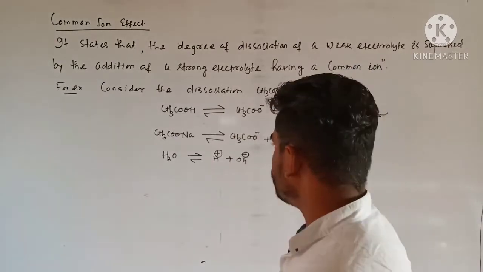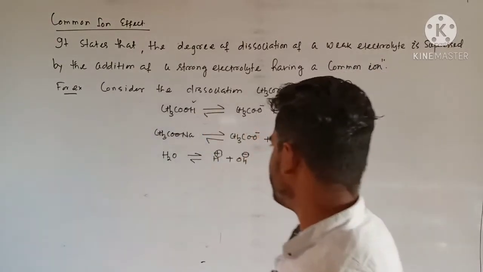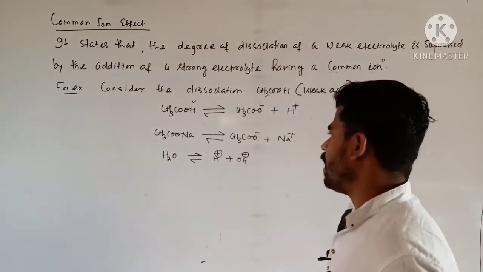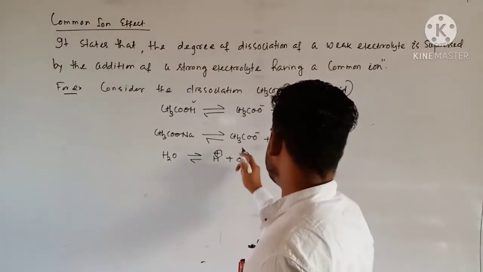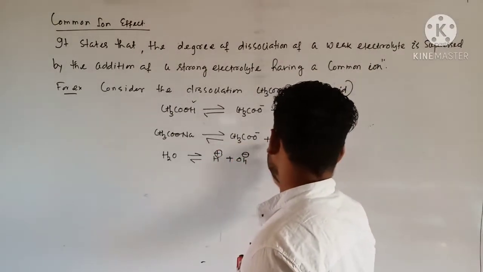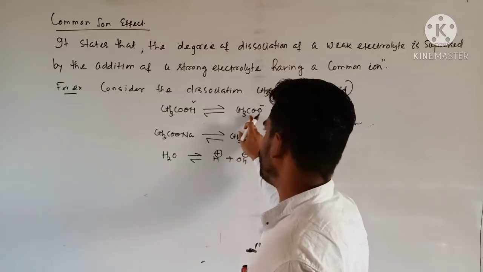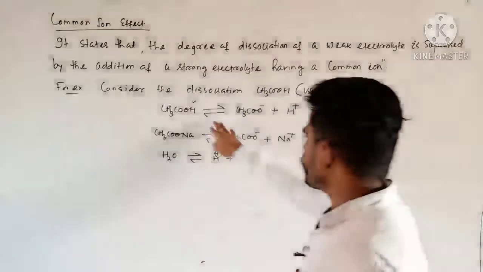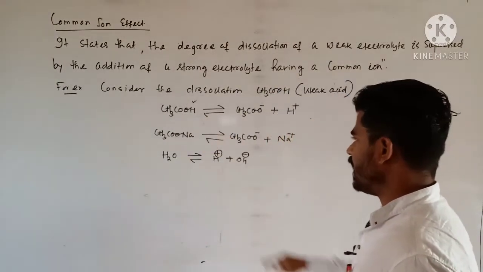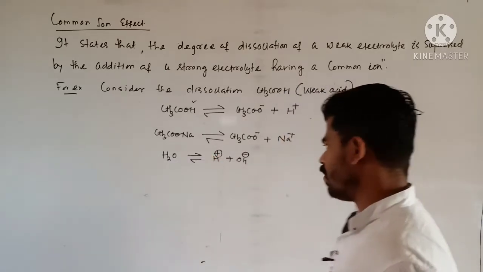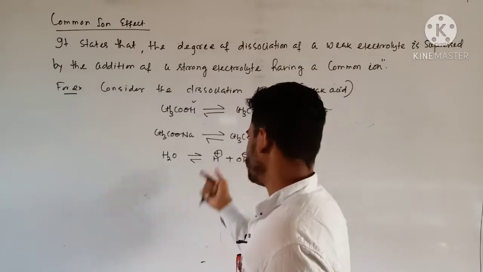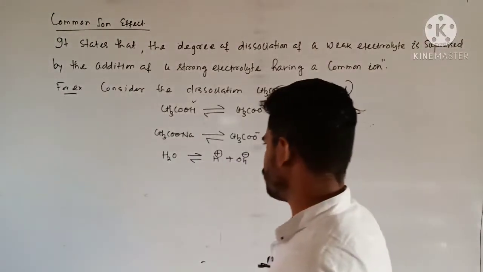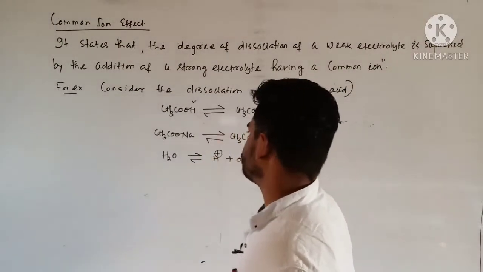The degree of dissociation of the weak electrolyte, that is acetic acid, is suppressed by adding a strong electrolyte like CH3COONa having a common ion to that of the weak electrolyte. Here you see it gives acetate ion plus Na plus, and this acetate ion is common to that of the weak constituent, that is acetic acid. So let us explain how its dissociation is suppressed by adding this sodium acetate. Water is a very weak electrolyte, so it contributes very little H plus and OH minus; the extent of ionization of water is very small.